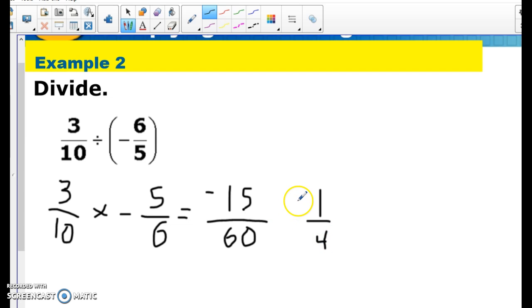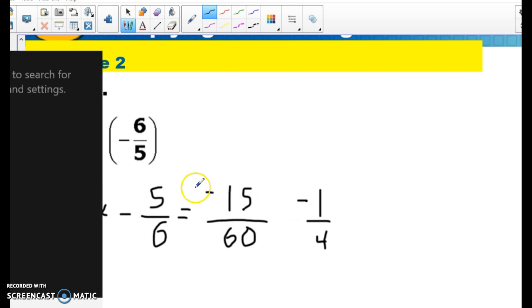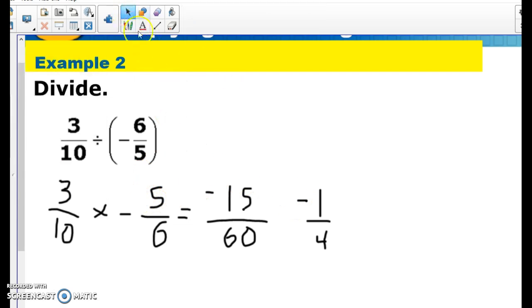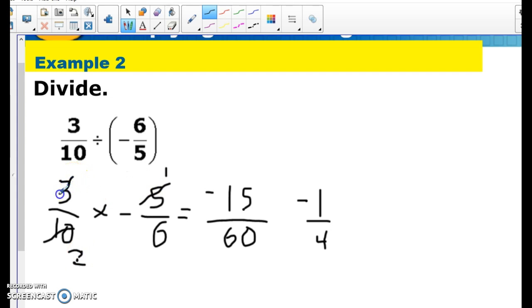If I wanted to simplify earlier on, I can cancel out over here. 5 and 10 can cancel out to be 1 and 2, because 5 goes into 5 one time, 5 goes into 10 two times. 3 and 6 can cancel out to again be 1 and 2, because 3 goes into 3 one time and 3 goes into 6 two times. So I really just end up with 1 times 1 and then 2 times 2, which is still going to give me 1/4.